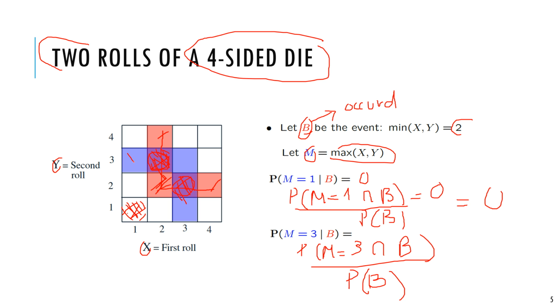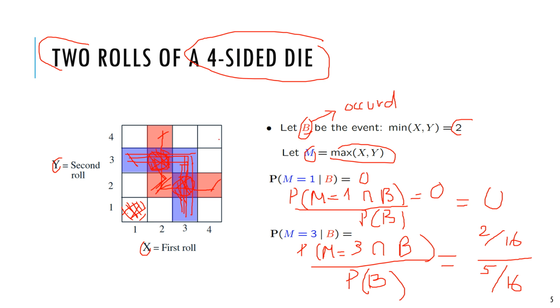The maximum is 3, 5 cells here. Divide probability of B by 5. Why 16? Because we have the 4 sides.